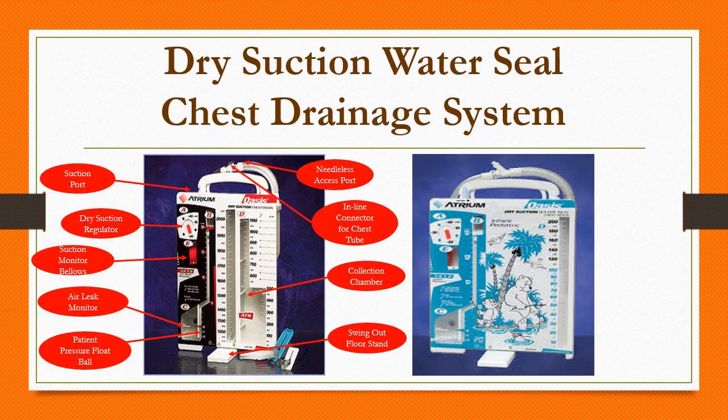On the table next to you is an Atrium Oasis dry suction water-sealed chest drainage system. Pick that up and let's see if we can identify the components of the drainage system. The components are listed on the screen in front of you. Begin by finding the suction port, which is located at the very top of the atrium on the left-hand side. On the front left of your atrium, you'll find the dry suction regulator.